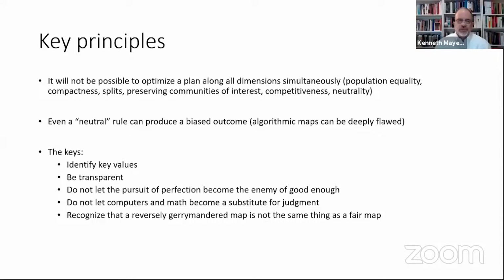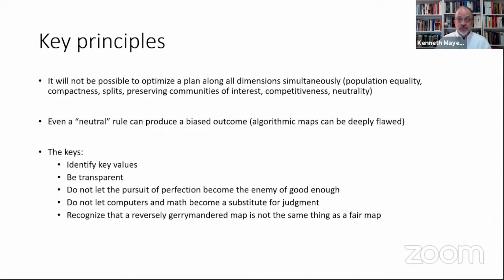And maybe just close with one thought. I imagine that you will be receiving lots of recommendations, if not pressure. It's a common argument: just let computers do it. Let's set a rule. You have a computer, you plug it in, it generates a map, and we're done. Well, there are two problems with that. As Keith said, even a neutral rule can produce a very biased outcome, and reliance on an algorithm to produce a map could very well produce a map that is deeply flawed.